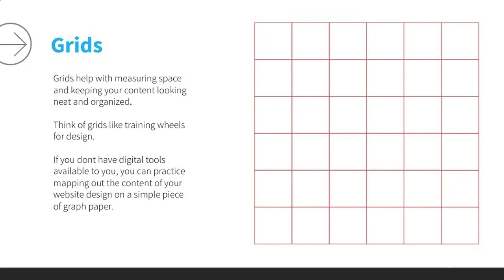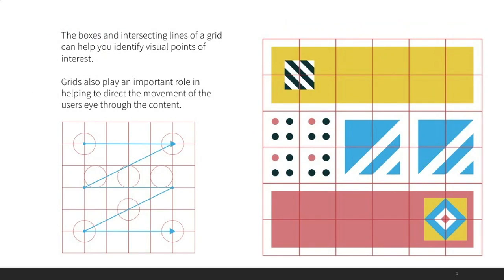You can think of it like training wheels for design. And like I said, you can just use this on a piece of paper. So how you actually implement this is if you are, for example, designing your website, you want to draw out a grid and you want to see how those different elements like photos or text or forms are laid out on this grid, how they look in relation to each other and how they're spaced out. And another way that you can use this grid is to help you identify visual points of interest. You can also use a grid to direct the eye movement of a user's eye.